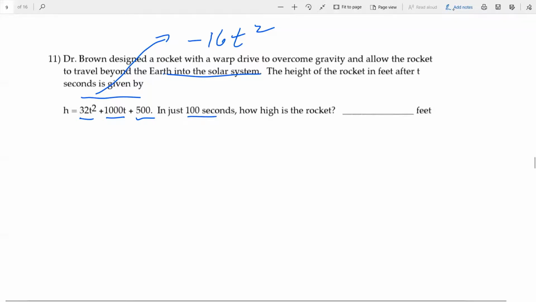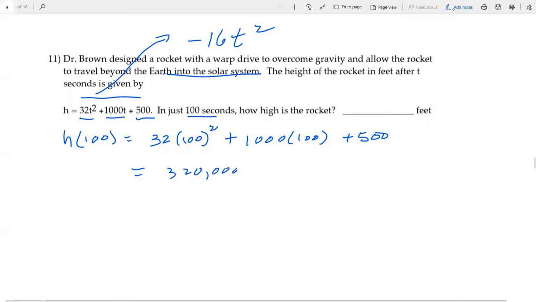So we just need to plug in and get h of 100 is equal to 32 times 100 squared plus 1000 times 100 plus 500, which is equal to 320,000 plus 100,000 plus 500. So in just 100 seconds, it's gone to 420,500 feet, which is pretty fast, faster than my car goes.